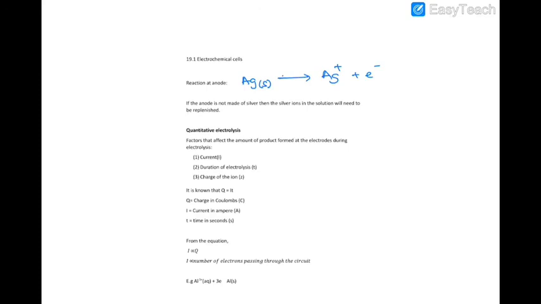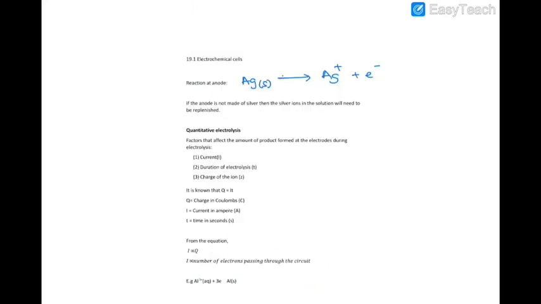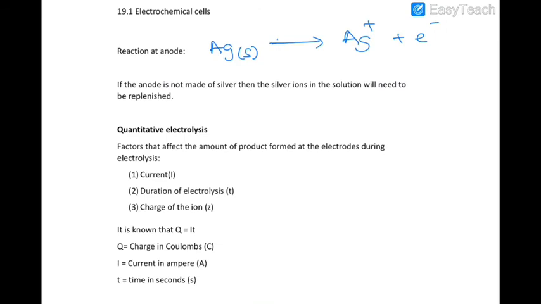Now, in case you're not using the pure metal at the anode, you're going to be using up the silver ions from the aqueous solution. So then each time you will have to replenish the electrolyte because the ions in the electrolyte will be used up.